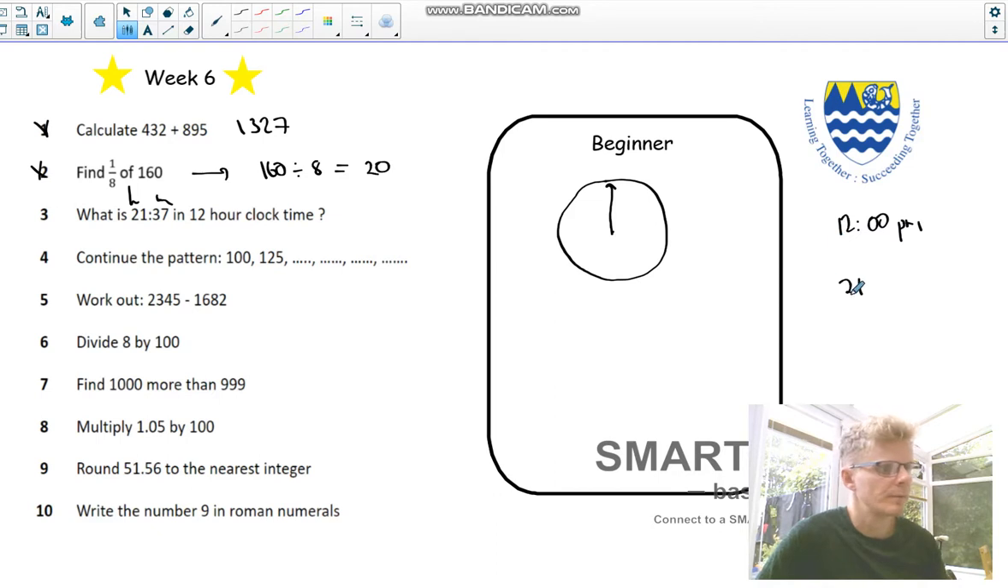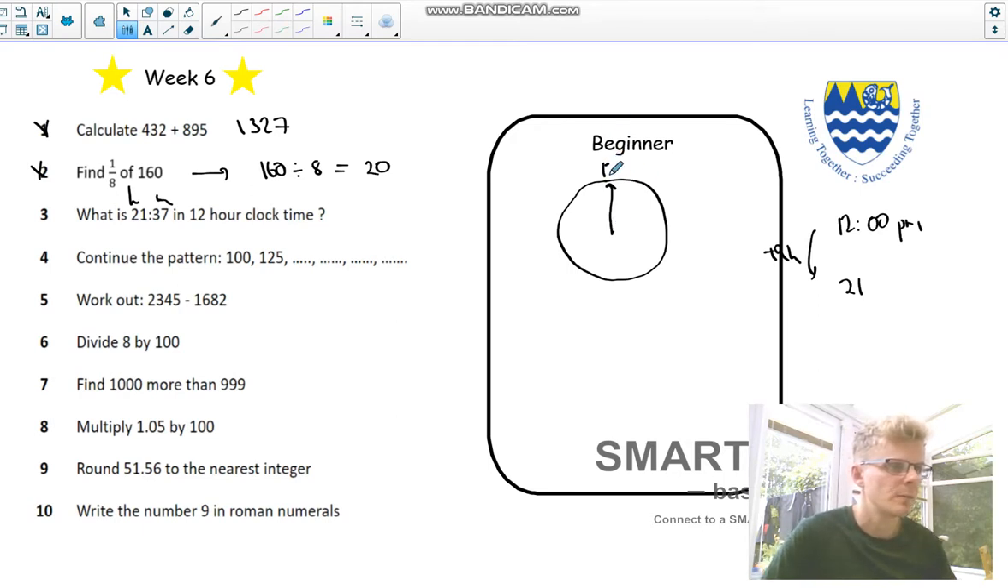Well, if you count through 12 to 21, so 12, 13, 14, 15, etc. That's 9 more hours to add on, okay? So I must have moved from 12 p.m. to 21, which actually is the same as 9 o'clock. Let's just count through just in case we're not sure.